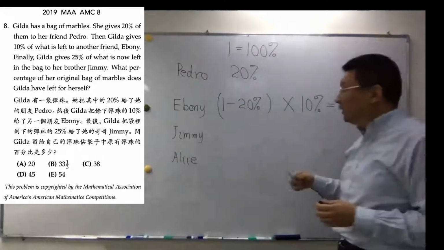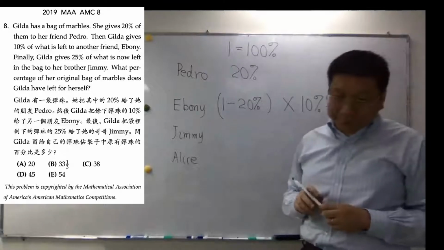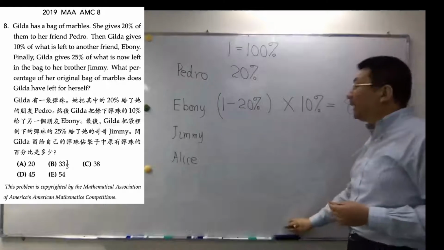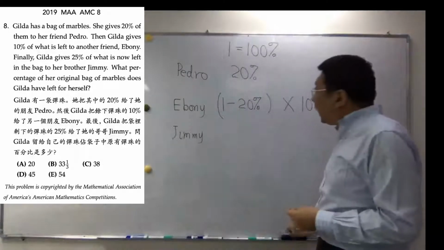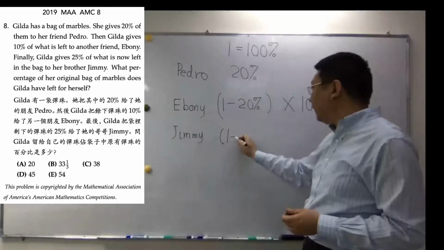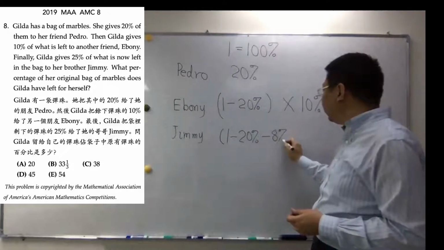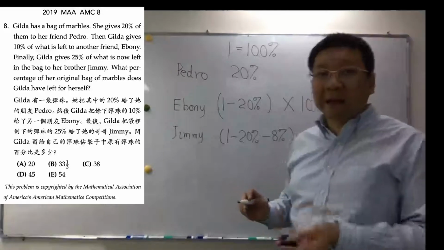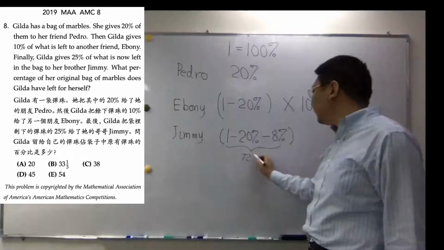How much her sister Jamie gets is always related to what's left after Pedro and Ebony took. So Pedro and Ebony altogether took 20 and 8%. So what's left would be 1 minus 20% minus 8%. What is that percentage? 100 minus 20 is 80. 80 minus 8 is 72. So this is actually 72%.